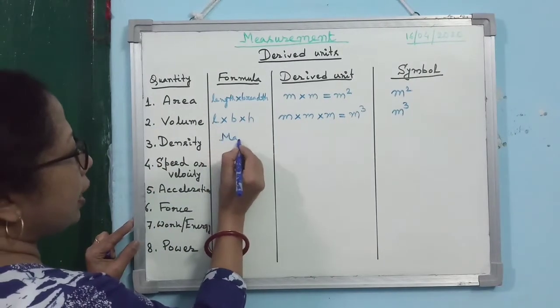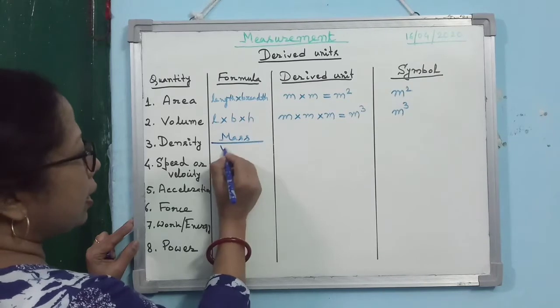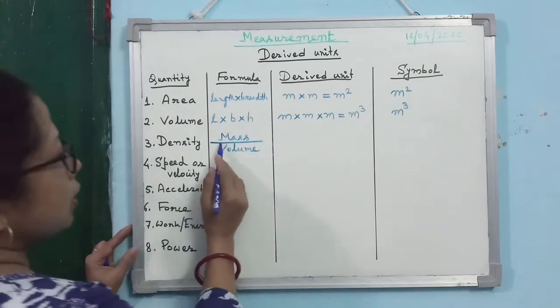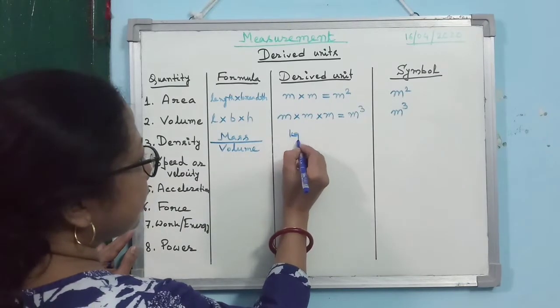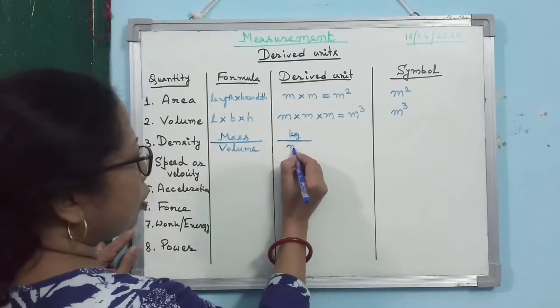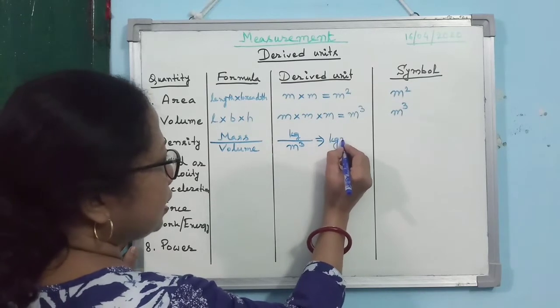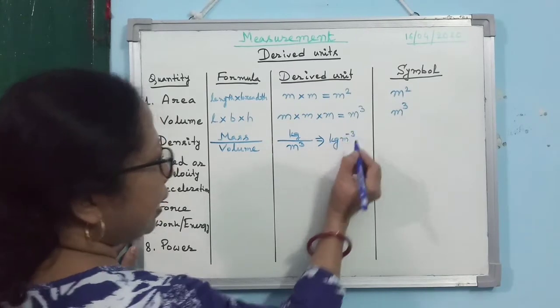Density we define as mass per unit volume, meaning mass divided by volume. So what is the SI unit of mass? Kg. What is the SI unit of volume? Meter cube. So we write it as kg m to the power minus 3.